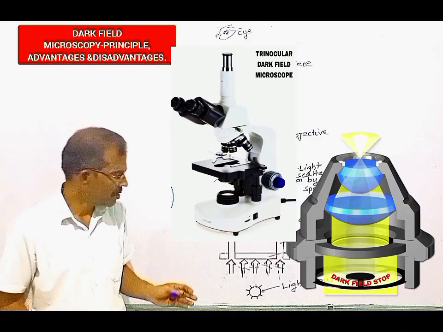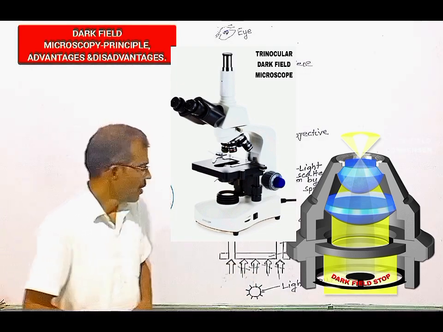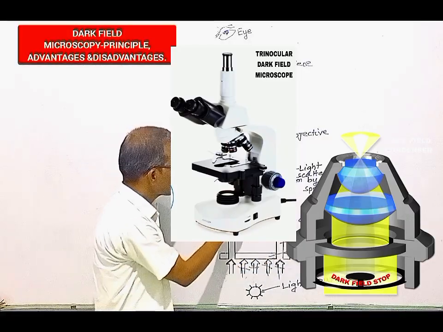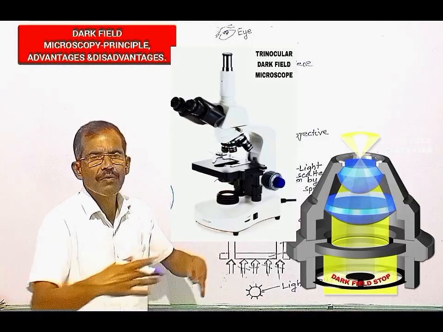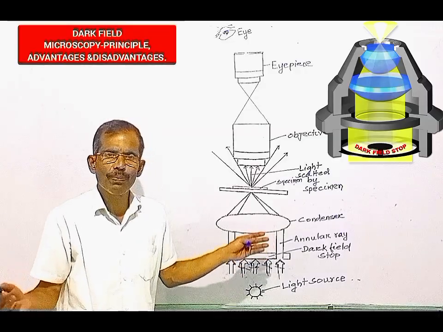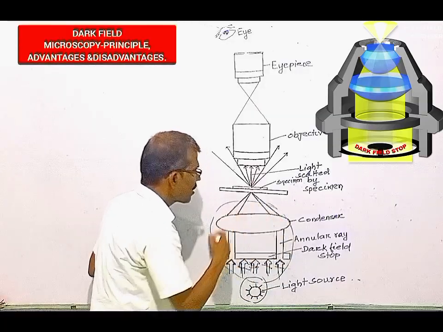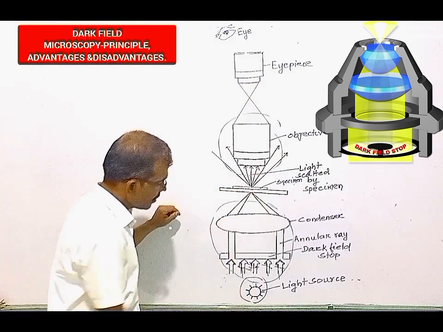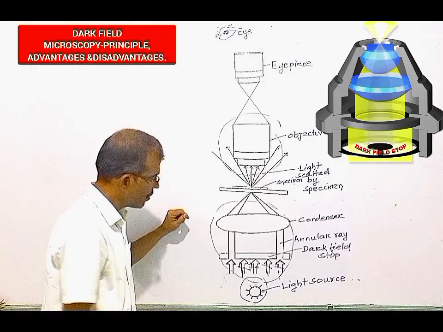This technique utilizes transmitted white light from a specific source and a specialized dark field condenser, which transmits a hollow cone of light that strikes the specimen from the sides. Key components of a dark field microscope are the light source, a specialized dark field condenser, objective and eyepiece. The source of light can be a halogen or an LED lamp.